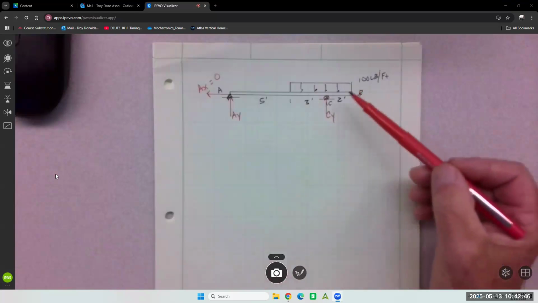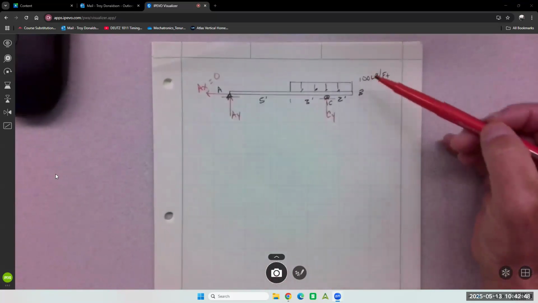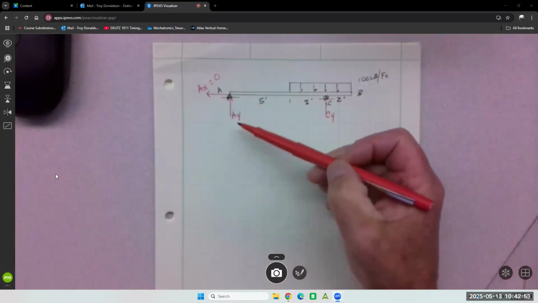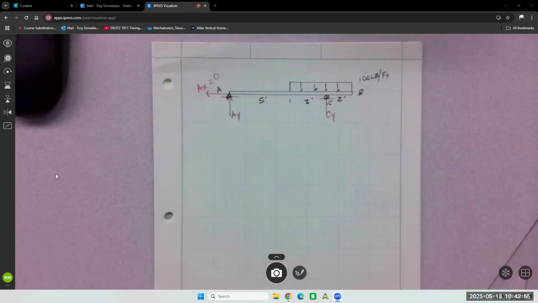Unless this was hanging way out here, then this could be trying to rotate it, and this could maybe go down, right? But I'm going to guess that it goes up. And it is a guess, and then you hope the math figures it out for you.